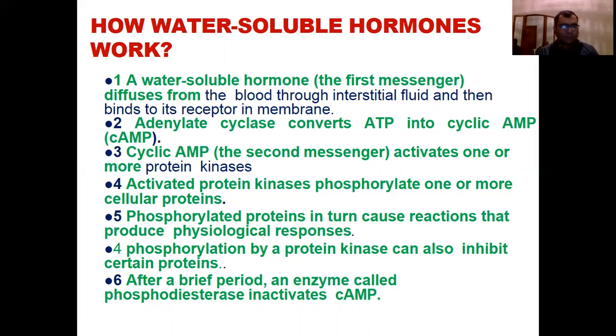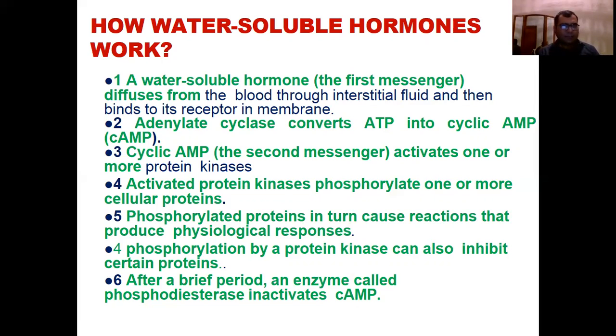Number three, cyclic AMP, the second messenger, activates one or more protein kinases, which may be free in the cytosol or bound to the plasma membrane. A protein kinase is an enzyme that adds a phosphate group to other cellular proteins such as enzymes. The donor of the phosphate group is ATP, which is converted to ADP.